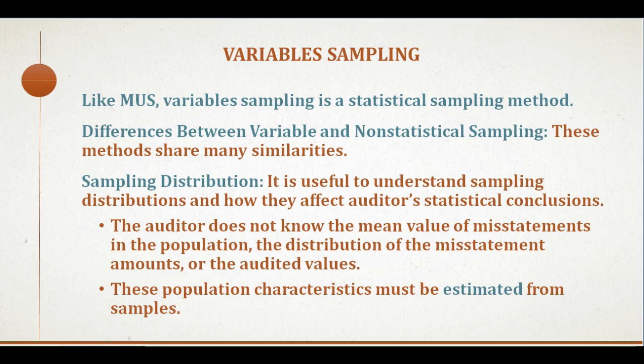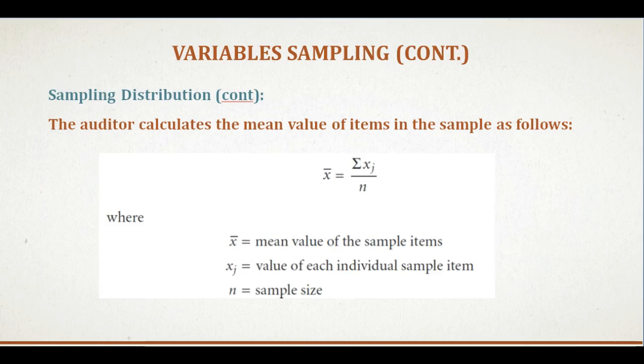The auditor does not know the mean value of misstatements in the population, the distribution of the misstatement amounts, or the audited values. These population characteristics must be estimated from the samples. The auditor calculates the mean value of items in the sample by dividing the sum of the value of each individual sample item by the sample size.